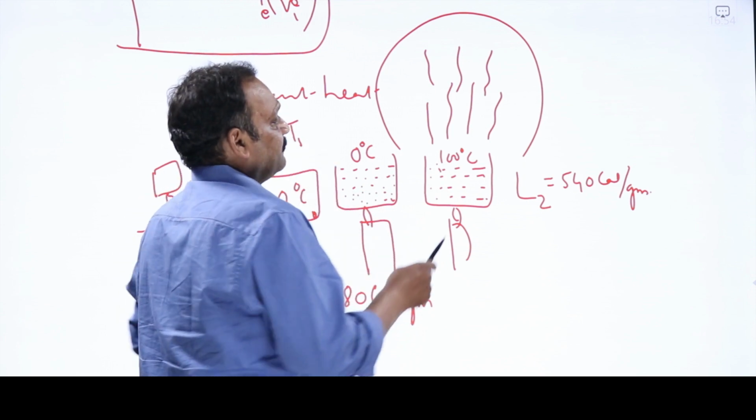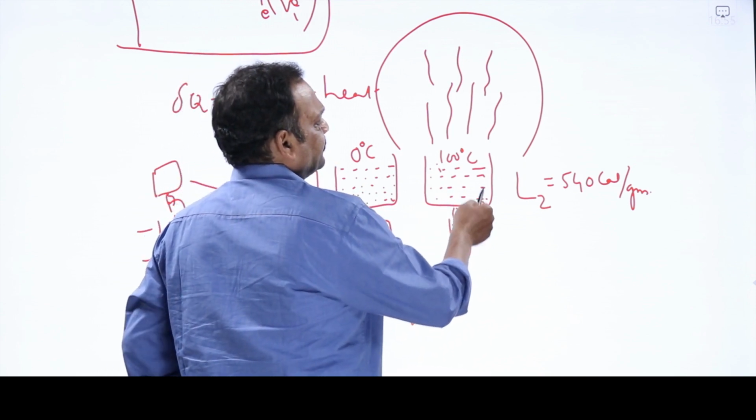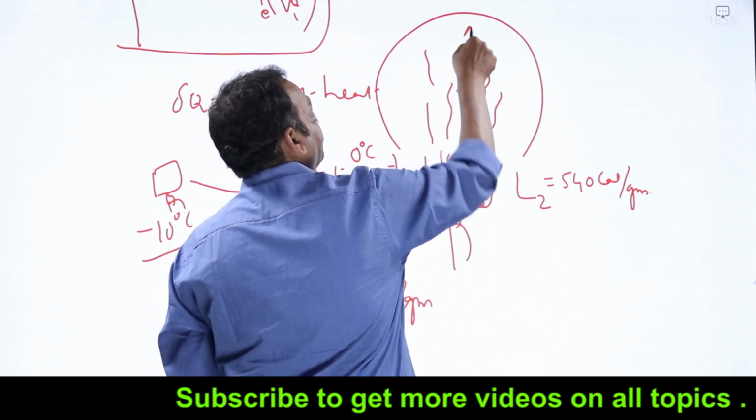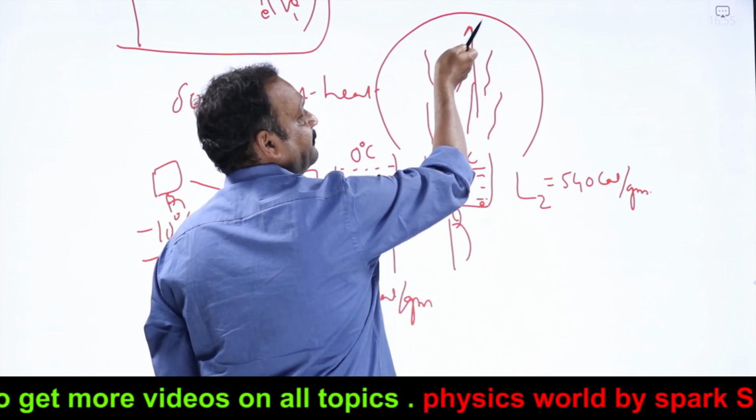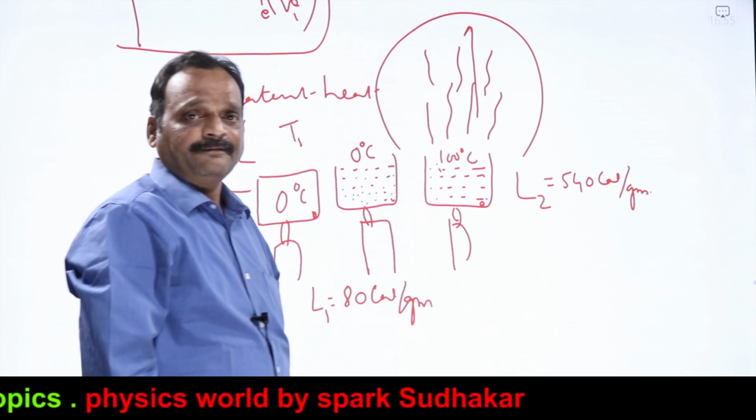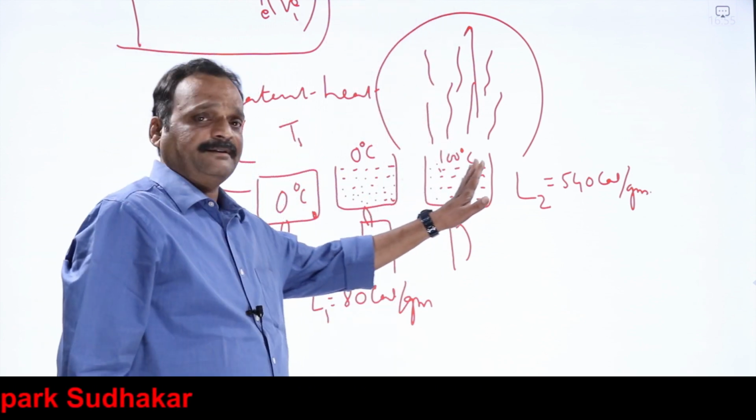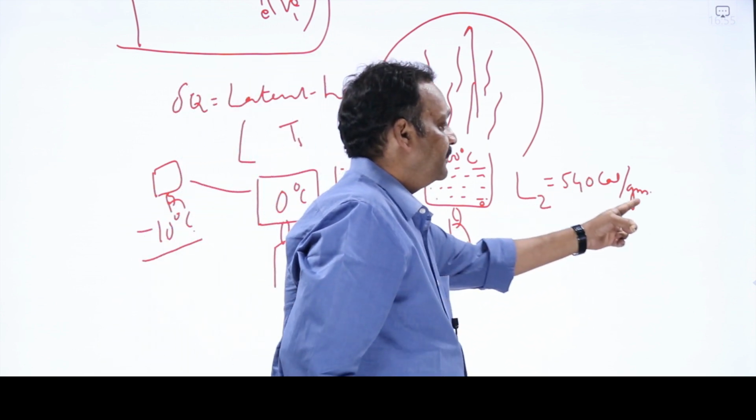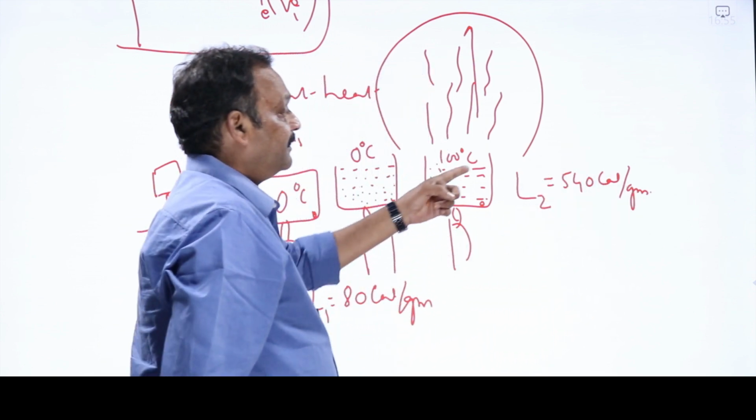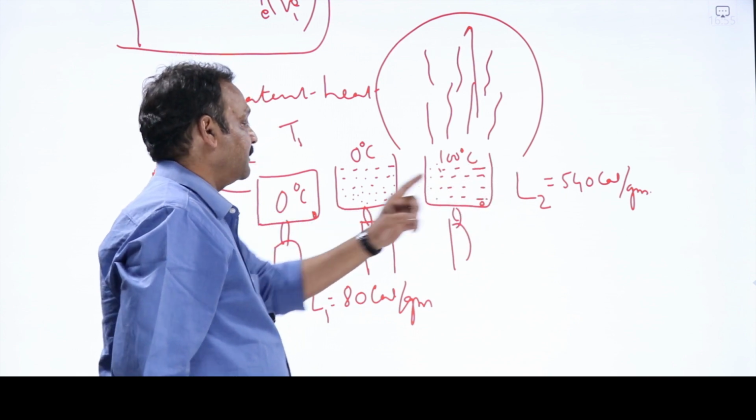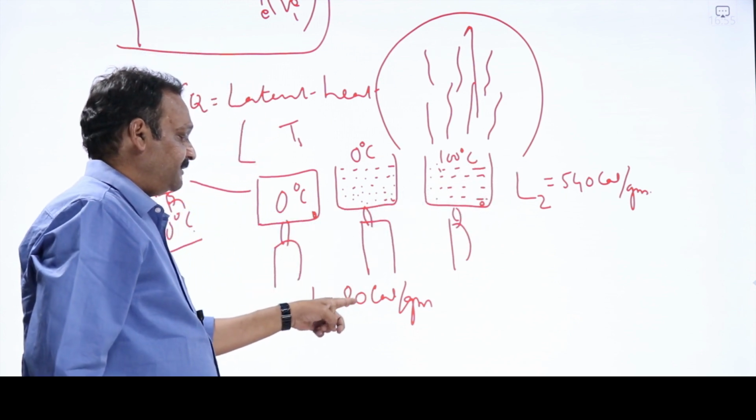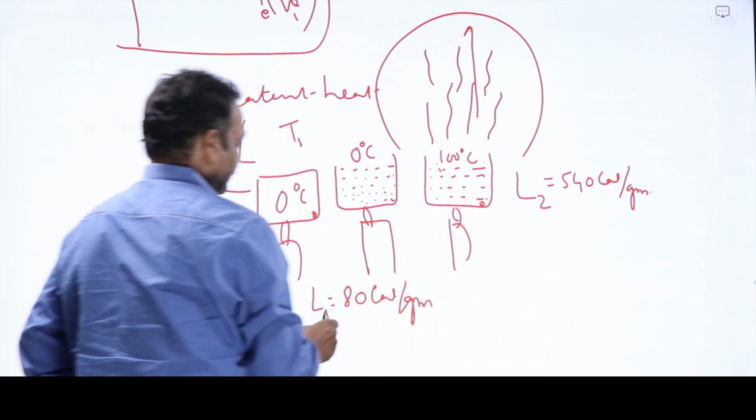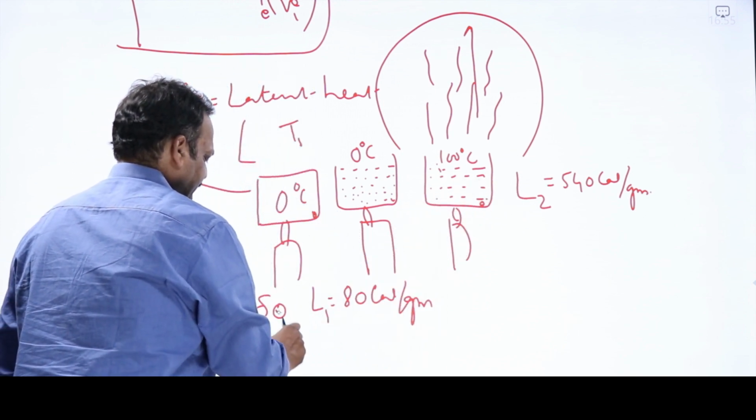Once the last drop of water also transforms into steam, now you continue heating, the temperature of the steam will keep on increasing. From 100 it becomes 105, 110, 115, 150, like that. Of course, I am talking about standard temperature and pressure. 540 calories per gram is the latent heat of vaporization of water. Latent heat of fusion of ice is 80 calories per gram. I'll call this L1 and this L2. This is the amount of heat taken, delta Q.